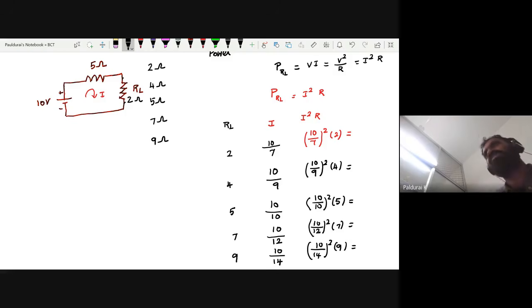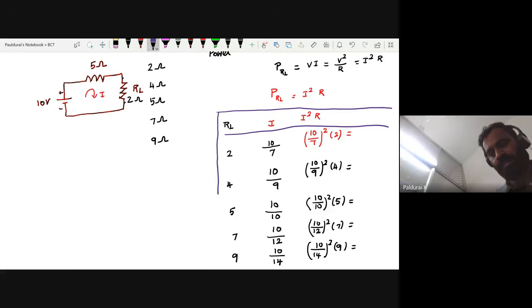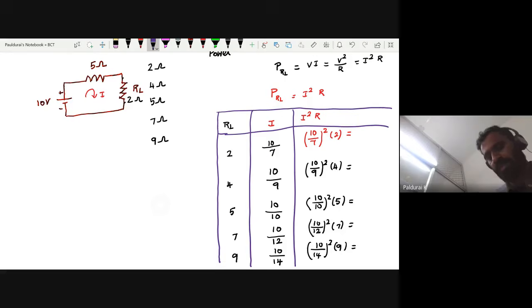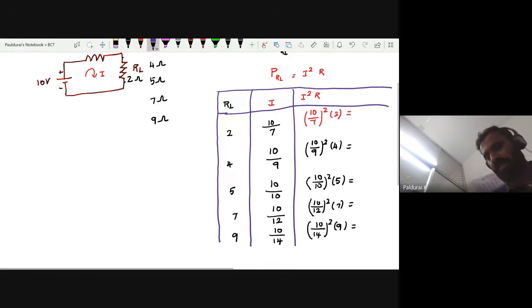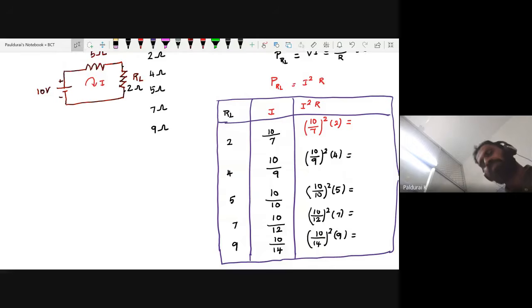Just simply I am changing the load, and I am finding the power absorbed by different loads. So now take this tabular column, it's very important. Now you guys take your calculator and just work on it. You got the idea? How the formula works, how I make this tabular column? Simple.